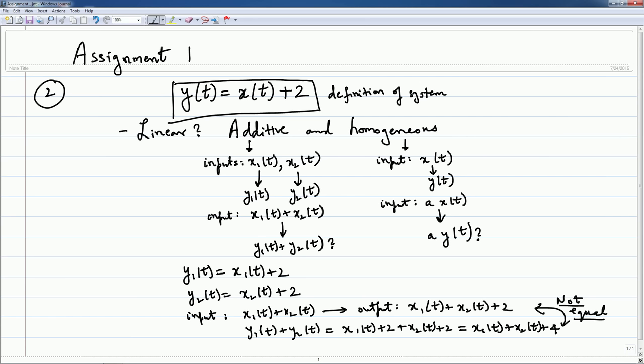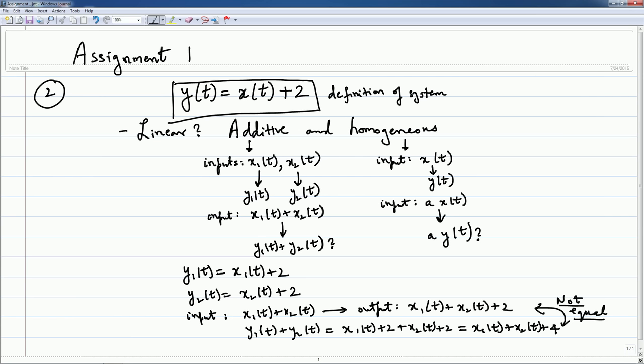So, this is the way to solve this problem, and any other definition of the system that is given to you, which could be slightly more complicated than y of t equals x of t plus 2, you have to follow a very similar approach. You have to check additivity and homogeneity, using the input output relationship of the system, and check whether it satisfies those properties or not.